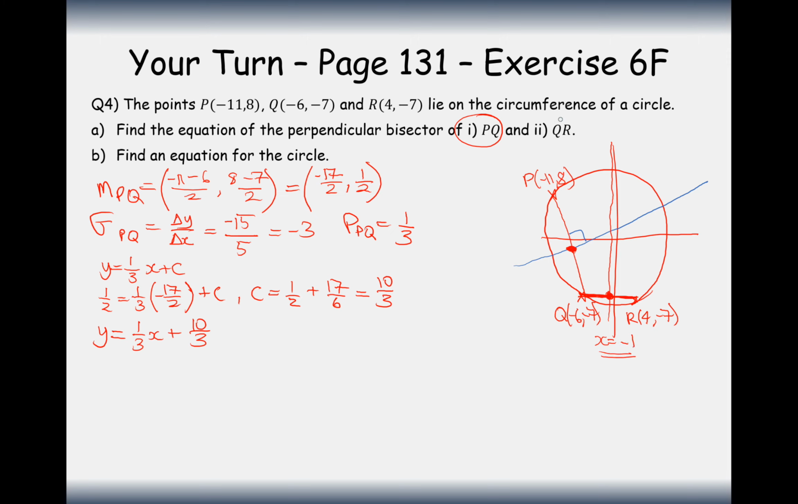So the answer to part II, which is the perpendicular bisector of QR, the equation here is just x equals -1. We can see here because it's a flat graph here, so it's a vertical graph here where we have an equation of x equals -1. So that's the answer to part I, that's the answer to part II. So that's part A done.